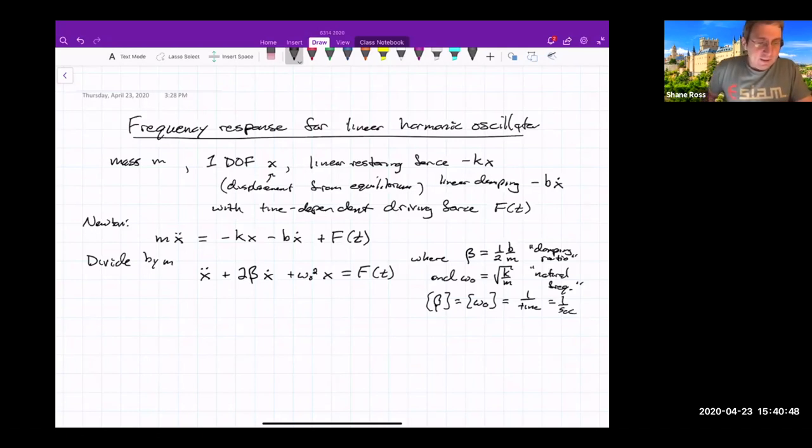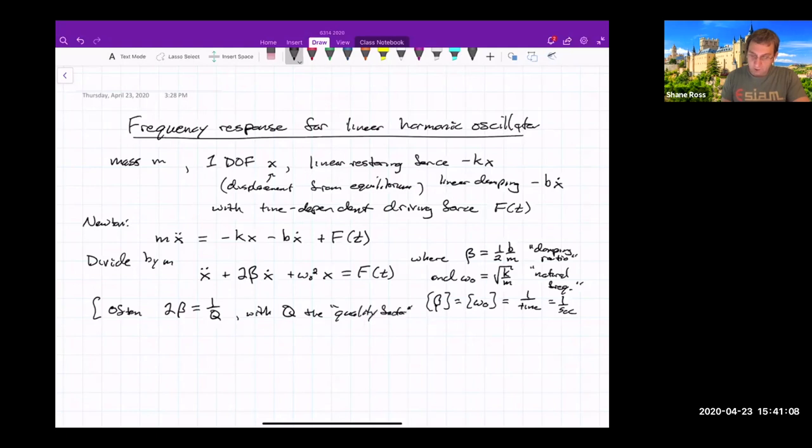Sometimes we write beta in terms of a quality factor. So just keep that in mind. Often people will write 2 beta as 1/Q. So if something has a higher quality, that means it has less damping. And there's a relationship between Q and the energy lost during each cycle of the oscillator, but I'm not really too concerned about that. I guess this shouldn't be capital F, this should be little f of t. So little f of t is just force divided by the mass.